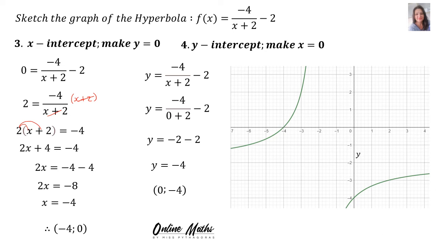Then there's the hyperbola, y-axis, x-axis. The x-intercept is the point minus 4 and 0, and the y-intercept is the point 0 and negative 4. Then there is your vertical asymptote, x is equal to negative 2, and your horizontal asymptote, the line y is equal to minus 2.